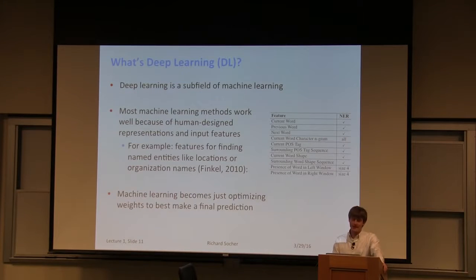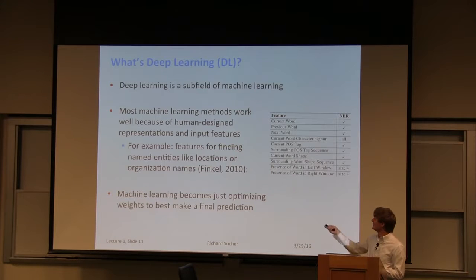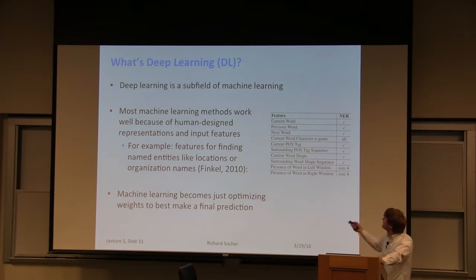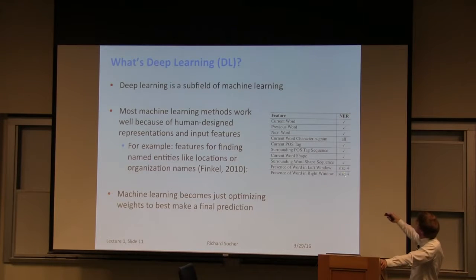All right, so what is deep learning? It's essentially a subfield of machine learning and basically tackles the following problem. Most machine learning methods work really well because of human learning, or graduate student descent, to try to find really good features to give to the algorithm. For instance, if we're trying to find named entities like locations or organization names, one of the state-of-the-art methods not too long ago, in 2010, basically had to give all these kinds of features to a machine learning algorithm like logistic regression or conditional random fields to make a very accurate prediction.